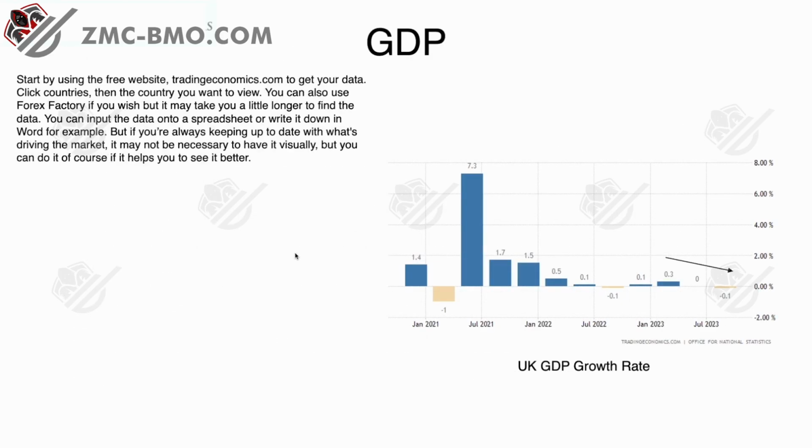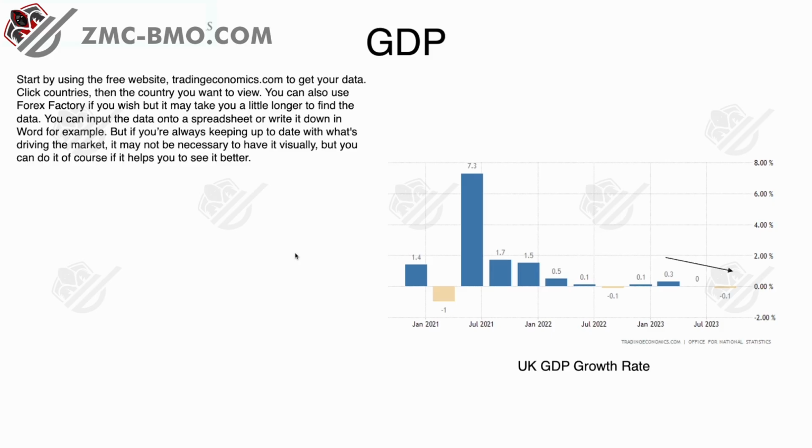Start by using the website tradingeconomics.com to get your data. Click countries, then the country you want to view. You can also use Forex Factory if you wish, but it may take you a little longer to find the data. For example, you have to go into the settings and remove all the other countries, then go into whatever country you want to look at, and then GDP. And you might have to scroll back as well. Trading Economics is good because it gives you everything you need to know, fundamentally. Everything you need is there, so it's a really good free website.